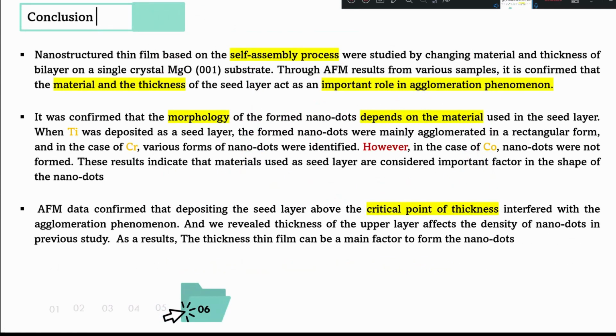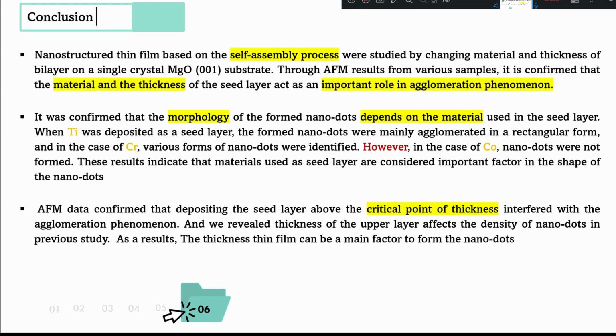Let me summarize the conclusions of this study. Nanostructure thin films based on the self-assembly process were studied by changing the material and thickness of the bilayer on a single crystal magnesium oxide substrate. Through AFM results from various samples, it is confirmed that the material and the thickness of the seed layer play an important role in the agglomeration phenomenon. And it was confirmed that the morphology of the formed nanodots depends on the material used in the seed layer.